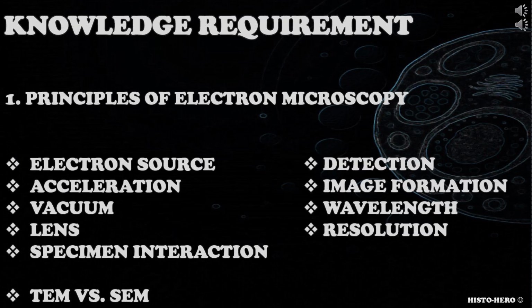Addressing this knowledge requirement, candidates should consider parts like electron source that generates a beam of electrons, acceleration to move electrons down the column, vacuum to prevent electron scattering, electromagnetic lenses to focus the electron beam, specimen interaction with electrons to create contrast, detection and image formation, magnification and resolution, difference between TEM and SEM.